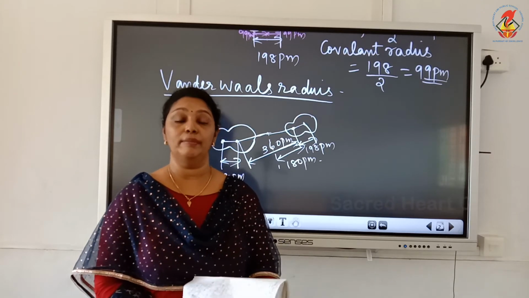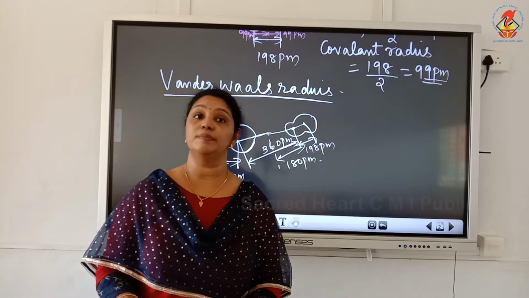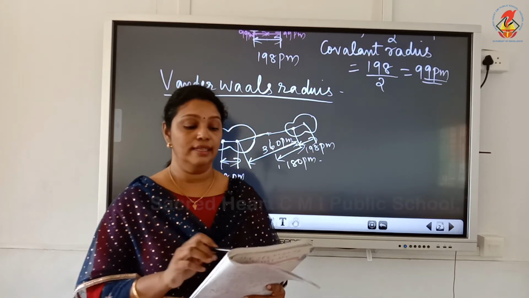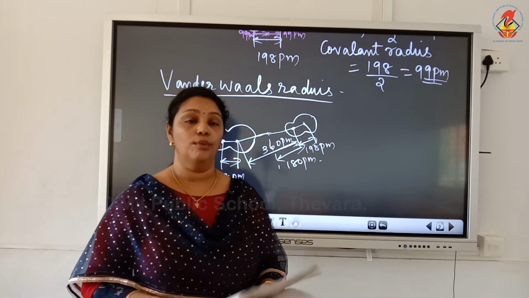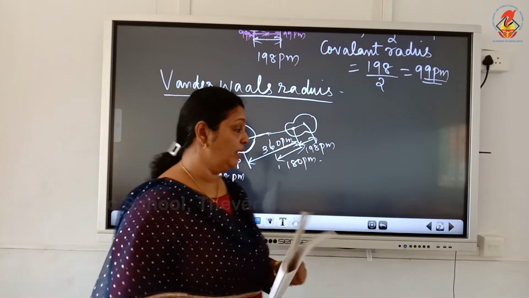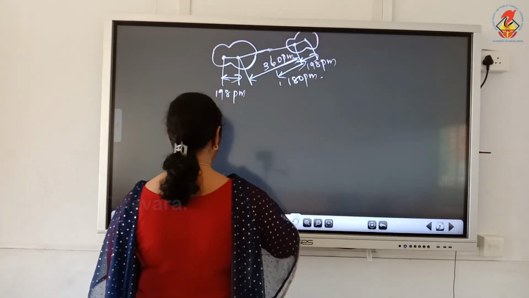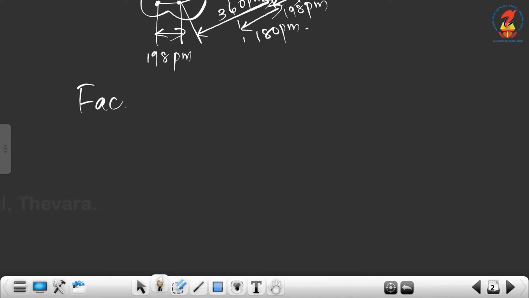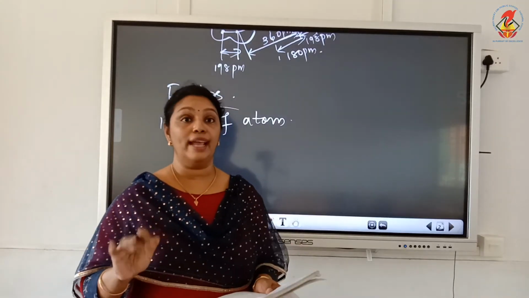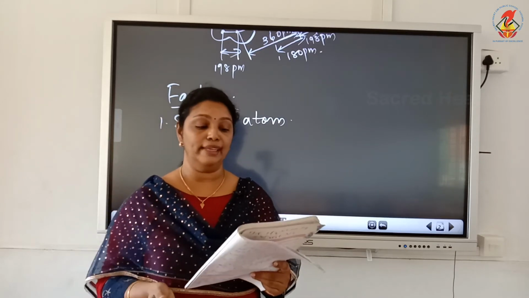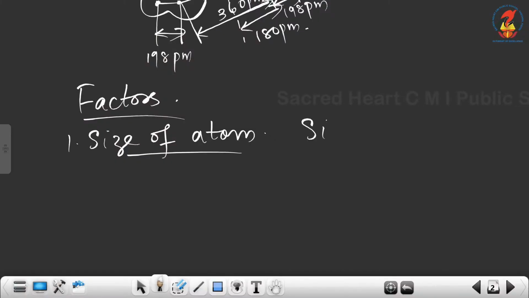So the first bond parameter that we have to study is bond length. Bond length is the distance between the centers of the nuclei of two bonded atoms in a molecule. Now, what are the factors affecting bond length? The first factor is the size of the atom. As size increases, bond length increases.